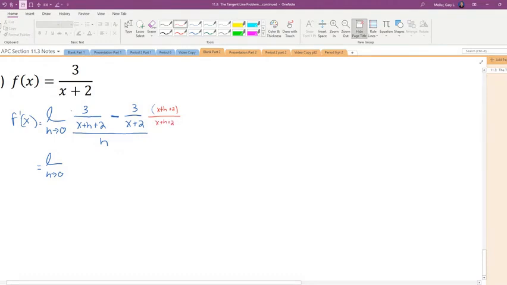And then over here, I'm going to multiply by x plus 2. So I'm going to get 3 times x plus 2 minus 3 times x plus h plus 2. I'm going to just go ahead and put those all over the common denominator we just created, which would be x plus 2 times x plus h plus 2, and of course all of that is over h.